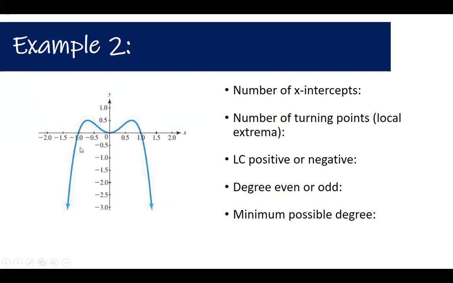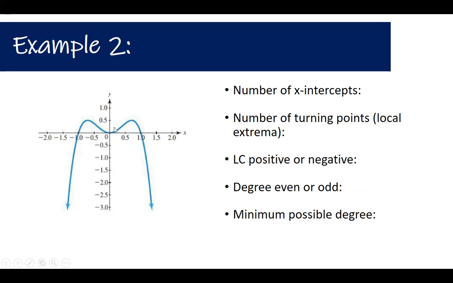Okay, so x-intercepts. We see there's 1 here, there's 1 here, and there's 1 here. So there's 3. This one doesn't cross, it just touches and goes. Number of turning points, 1, 2, 3. I like to look at even or odd degree first. It's going down in both directions, so we know that's going to be an even degree. But since they're going down, we know that the leading coefficient is negative.